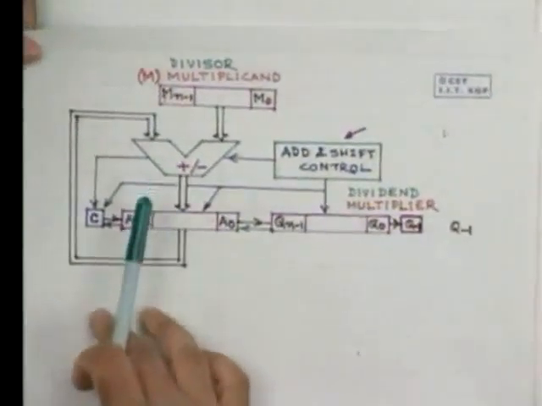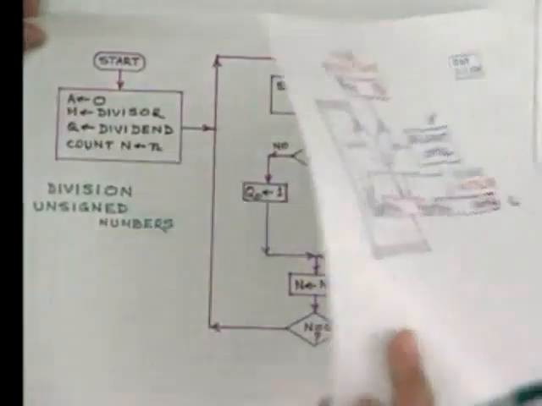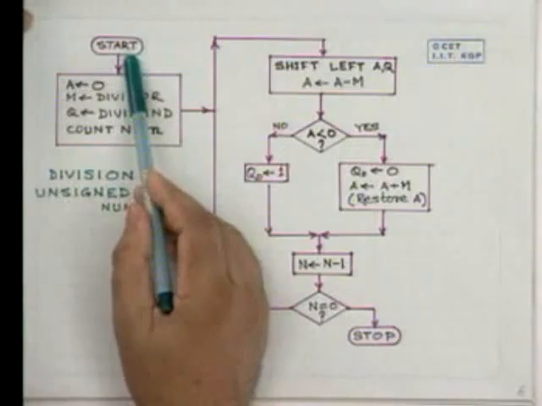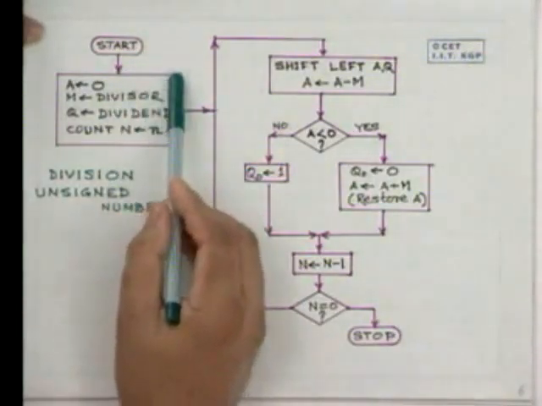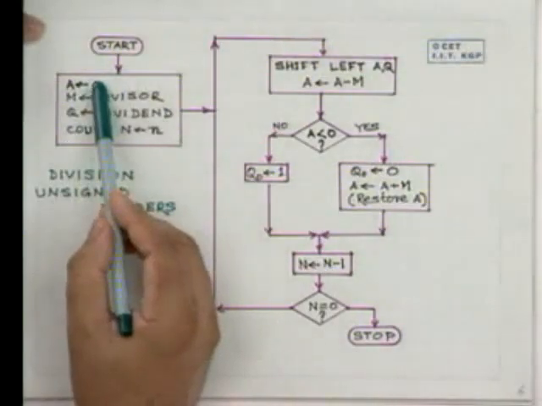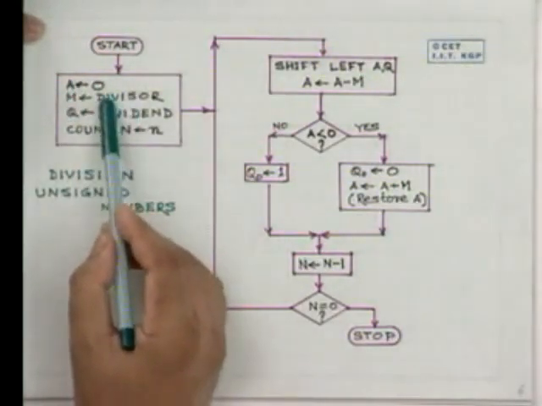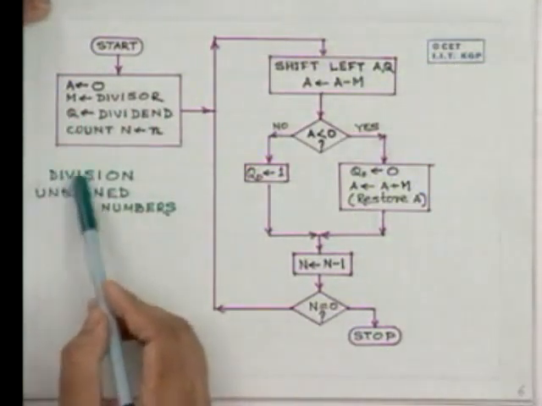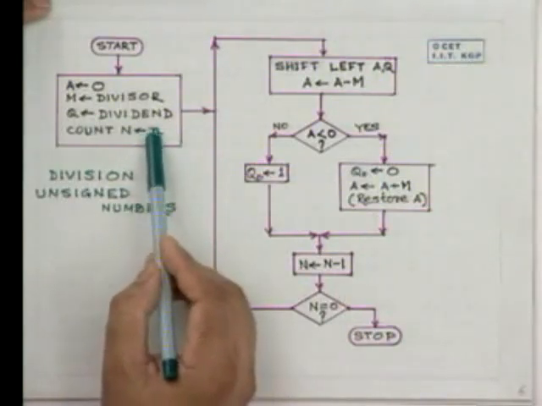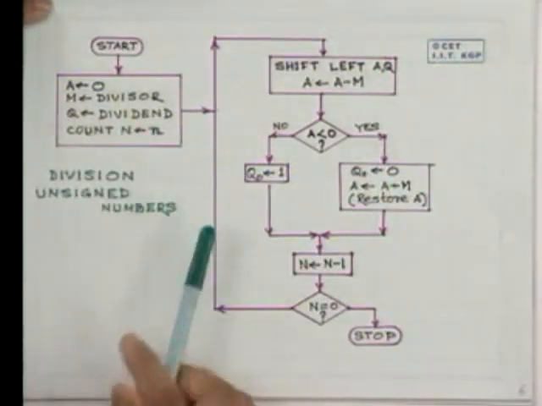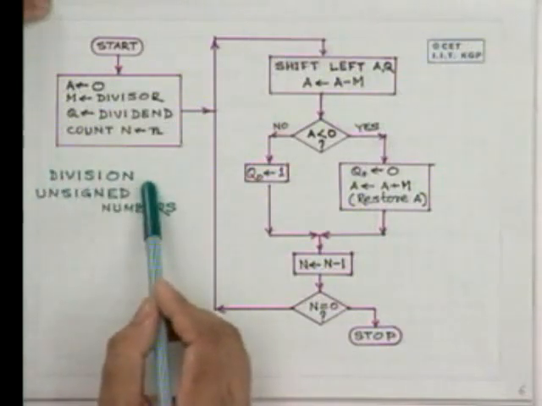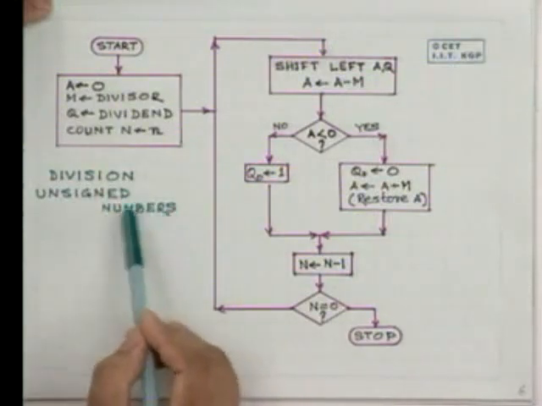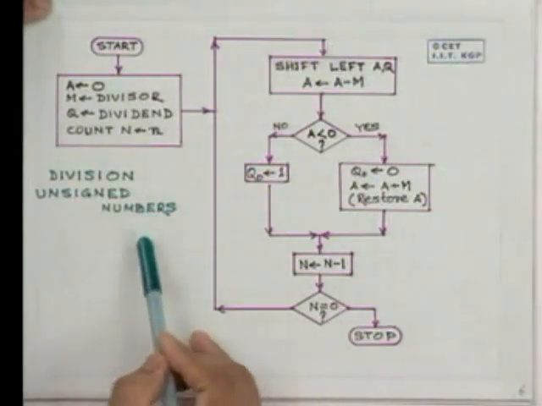Let us first see the algorithm that we will be using. We start by initializing. The A register is cleared. As I said, the divisor will be put into the M register, the dividend will be put into the Q register, and the number of bits will be put into the count N. Now, we will first discuss division of unsigned numbers. When I say unsigned numbers, that can be used also for sign magnitude representation.